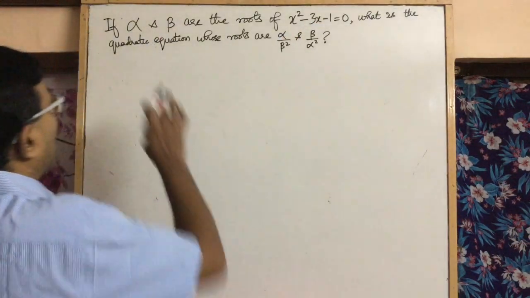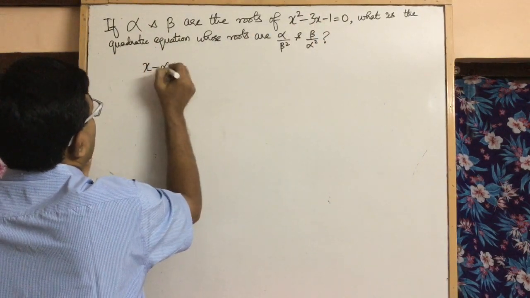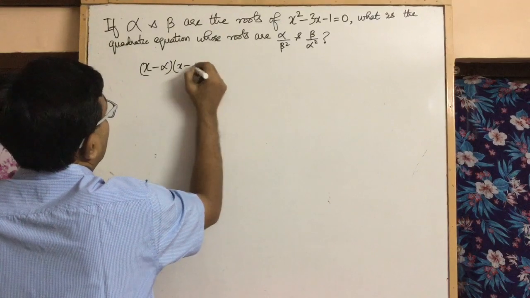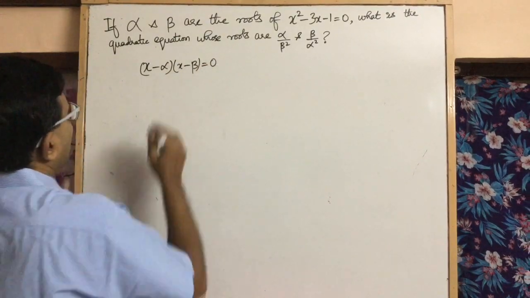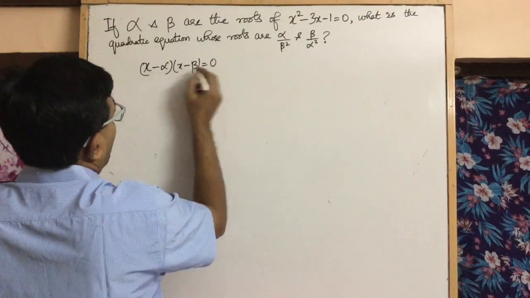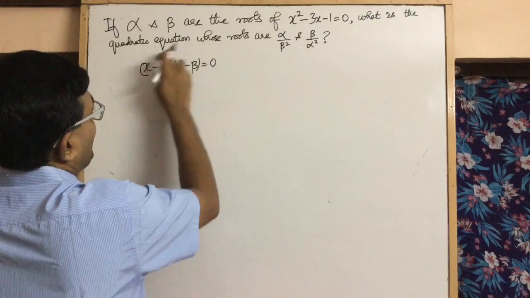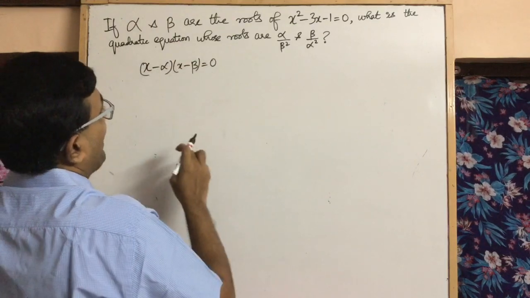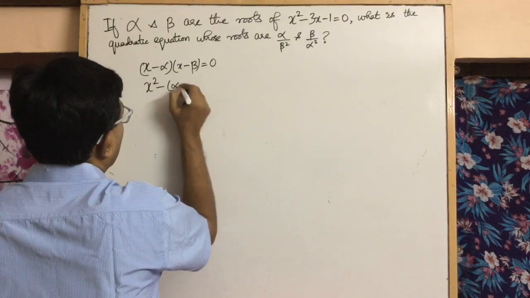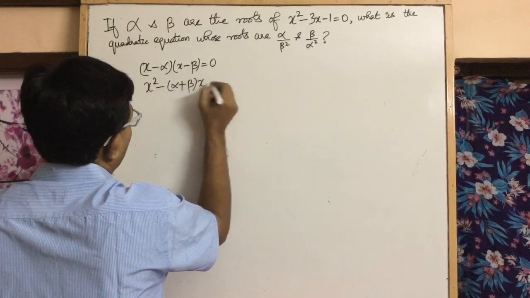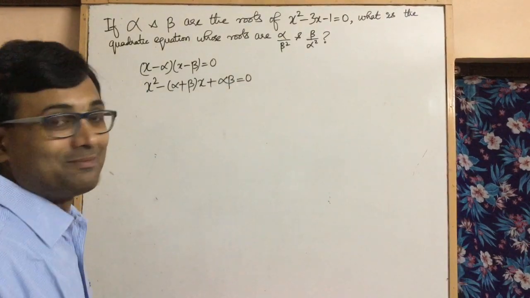Right? So if alpha and beta are the roots of this equation, it goes to say that x minus alpha into x minus beta is equal to 0. Or in other words, if we expanded this, x into x would be x squared, minus beta times x, minus alpha times x, plus alpha beta. So we would get x squared minus alpha plus beta times x plus alpha beta is equal to 0.